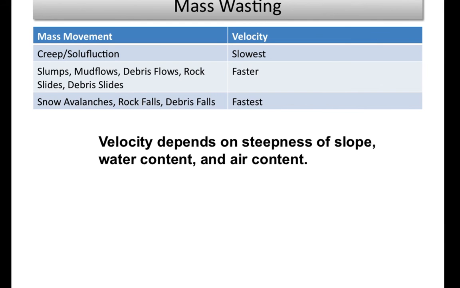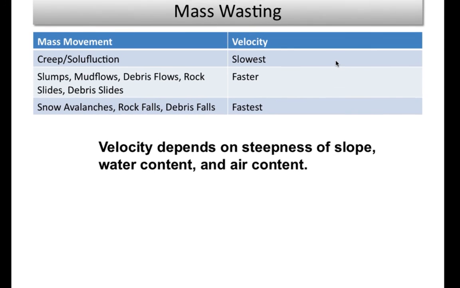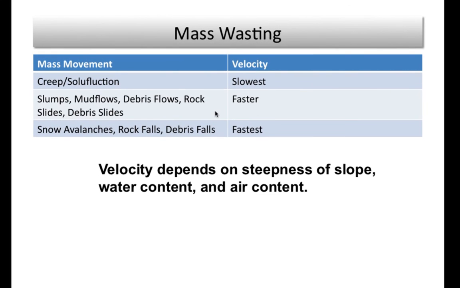I have some other features here. So remember, creep or solifluction will be the lowest or slowest, whereas slumps, mud flows, debris flows, rock slides, debris slides, these are a little bit faster. And the fastest material would be the debris falls, rock falls, and snow avalanches. I may have a question asking, well, the velocity of a slide or a mass wasting event really depends on 3 factors, and those 3 factors include steepness of slope, water content, and air content.